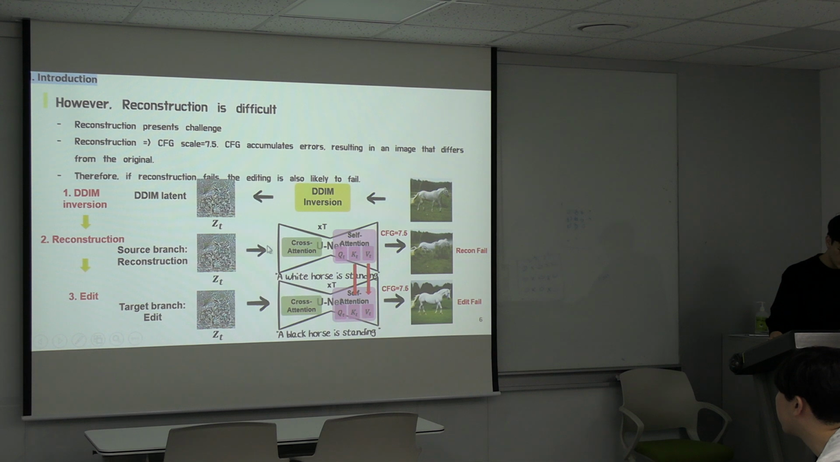But in this reconstruction process, we have to consider the classifier-free guidance. In general, this classifier-free guidance scale, we call it CFG, is set to 7.5, so this CFG accumulates errors, resulting in an image that differs from the original. So as you can see here, the result of reconstruction is quite different from the original image. Therefore, if reconstruction fails like this, then the editing is also likely to fail.